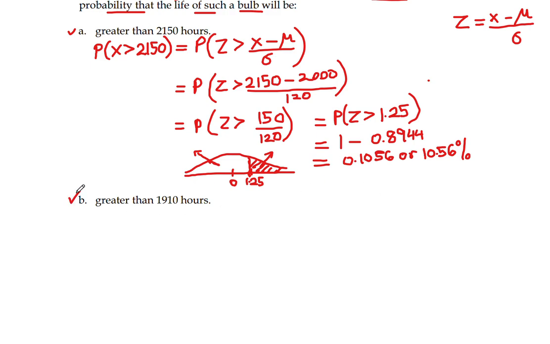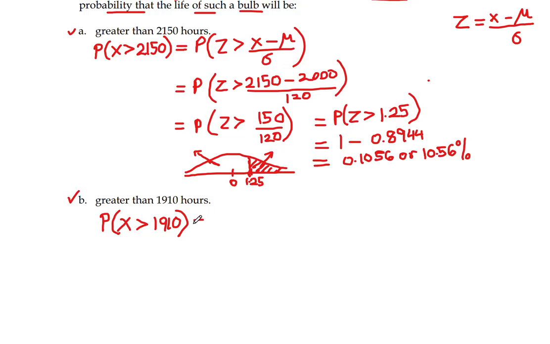Now let's look at B. In B, we have another greater than scenario, but as you will see, it's going to work out slightly differently. Here we're interested in the probability that the life of a light bulb, which is represented by variable x, is greater than 1910 hours.